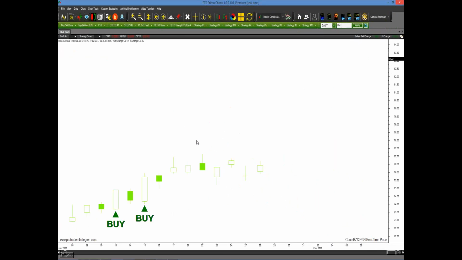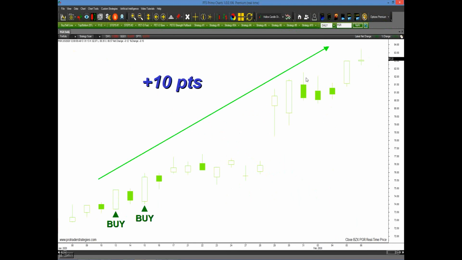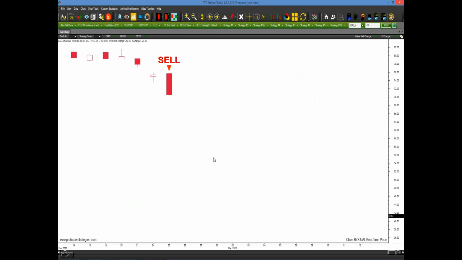All right, let's look at another example here. This is in PGR. 2 buy signals were generated, and they're outlined in green. So, as we can see, the stock went up 10 points once again. Remember, we are going in sync with the market. We are not going against the market. Here's an example in UAL.